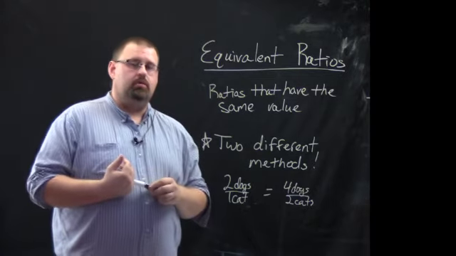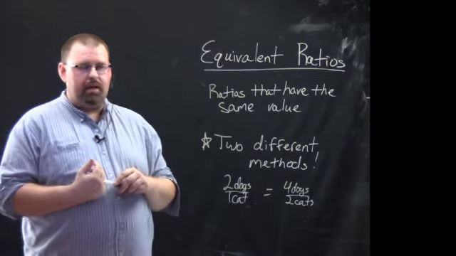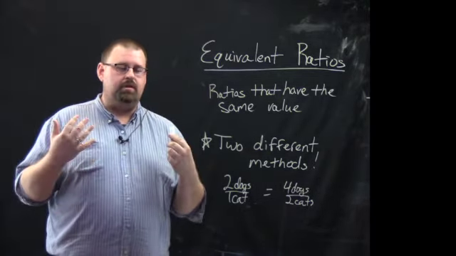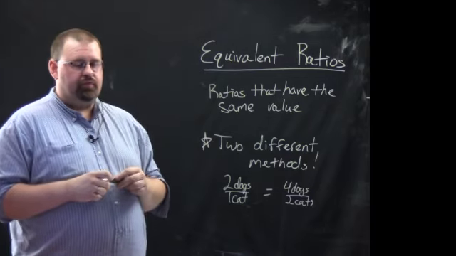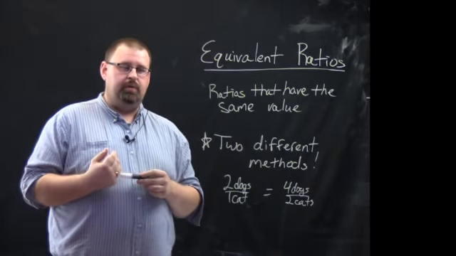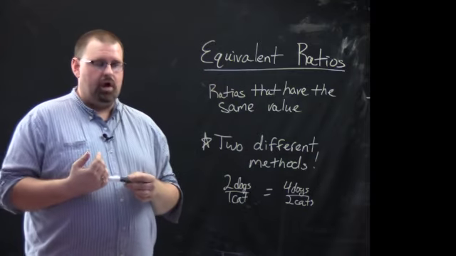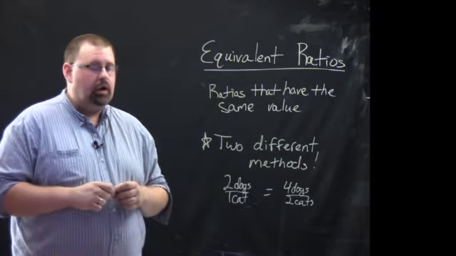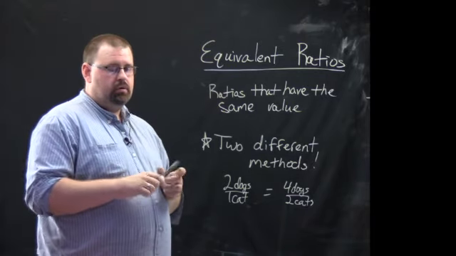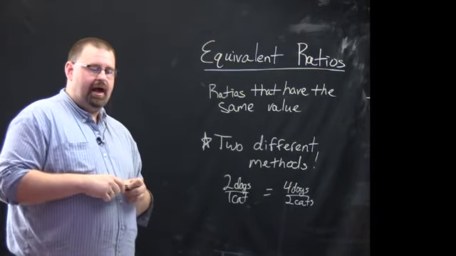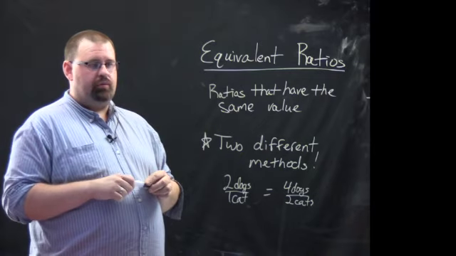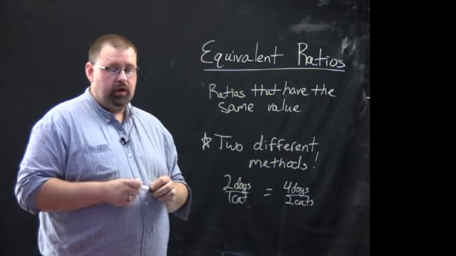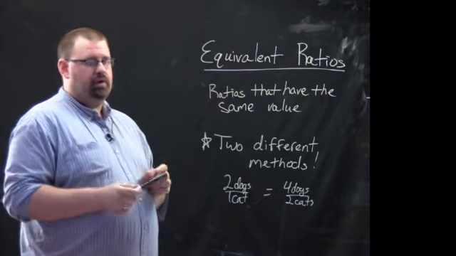So equivalent ratios. They are ratios that have the same value, meaning they have the same number value. There might be different numbers, bigger numbers, smaller numbers, but at the end of the day, they mean the same amount of stuff. We have two different methods to find if ratios are equivalent. I have one easy one down here. If we have 2 dogs to 1 cat, that's the same or the equivalent ratio of 4 dogs to 2 cats. There's 2 different ways to figure this out.